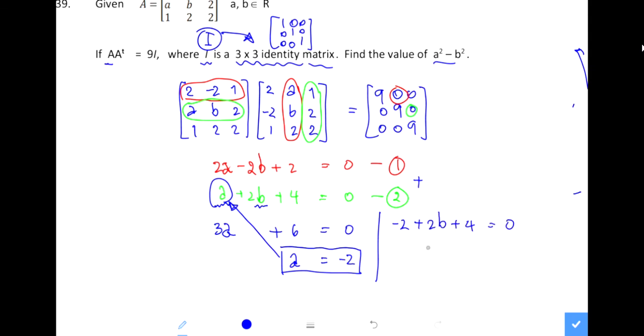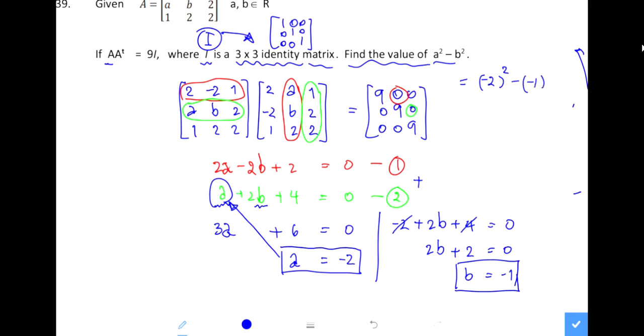Okay, let's do the math a bit. My 2a and my 2b, this and this just cancel, making it smaller down to number 2. So 2 times b plus 2 is 0. My b automatically comes out to be negative 1. Nothing else but that. Okay, so let's go back. We already have the a and the b, so we just go back here. Find the value of a squared minus b squared. So it's going to be equal to our a, which is negative 2 squared, minus our b, which is negative 1 squared, so it comes out to be 4 minus 1, and 4 minus 1 is 3.